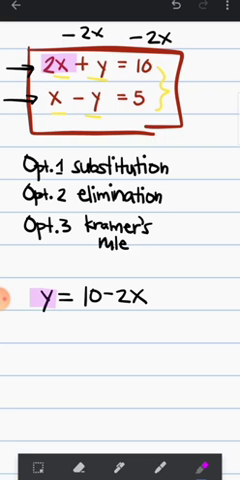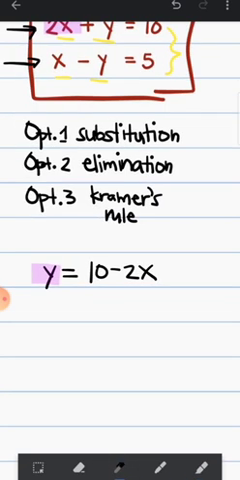And since y is equal to this value, 10 minus 2x, I can substitute that into the second equation, which in turn gives me this one.